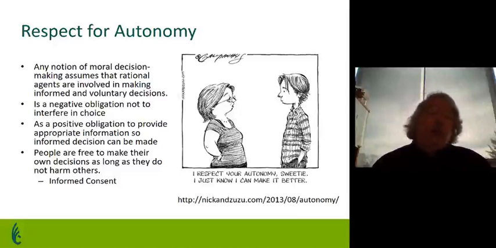But for a medical practitioner or for a family member, as one is facing an ethical dilemma, there's also a positive component to that obligation to provide appropriate information so that the individual can make an informed decision. That is, to provide education or knowledge so the person will make the best decision for themselves.